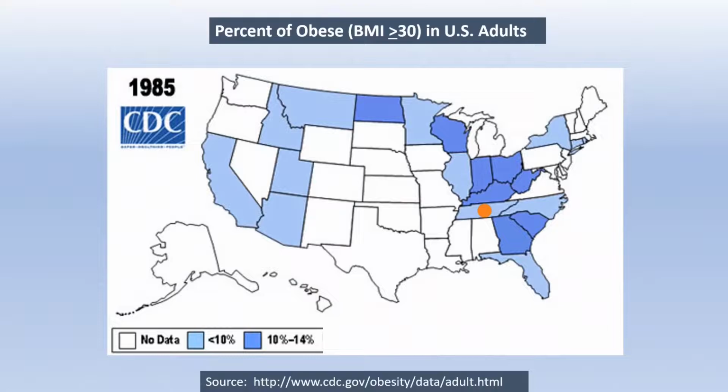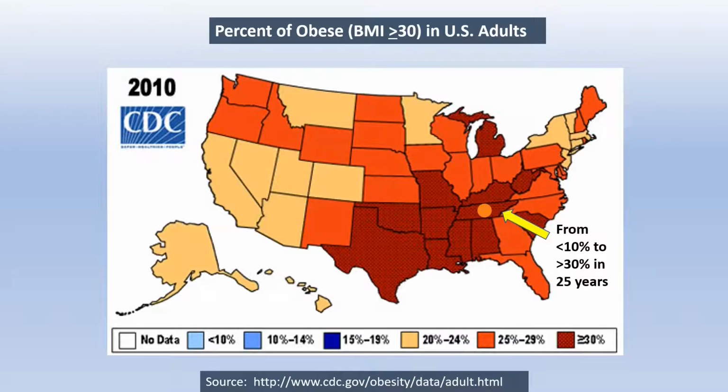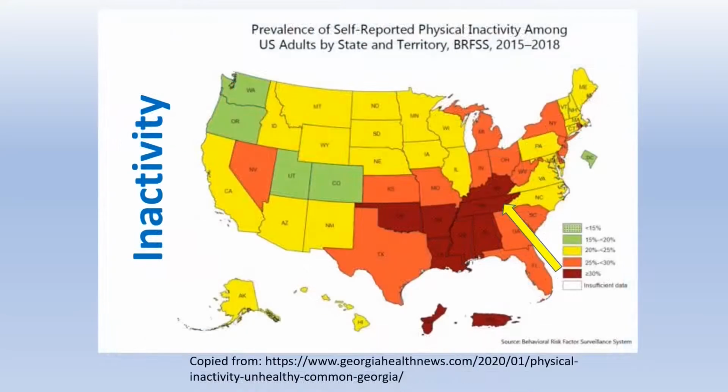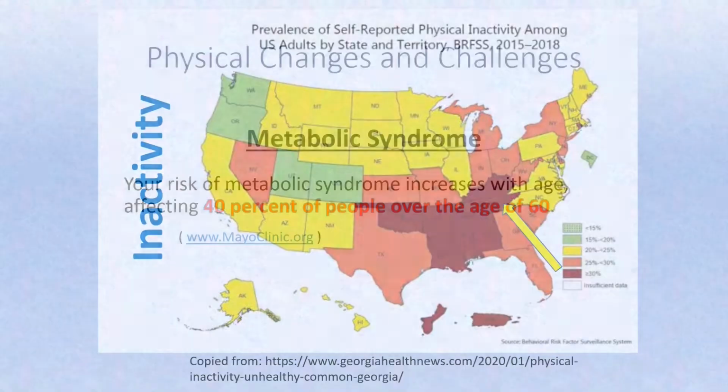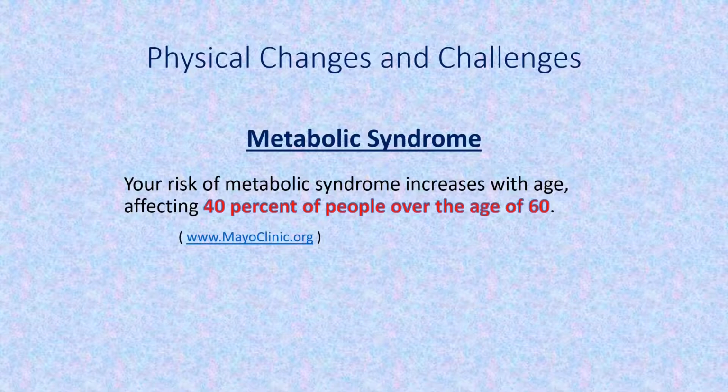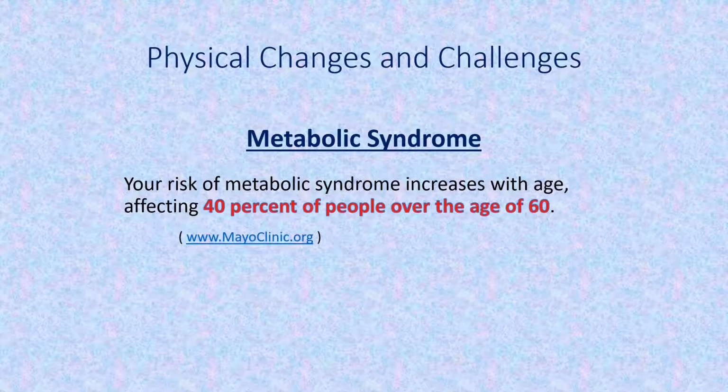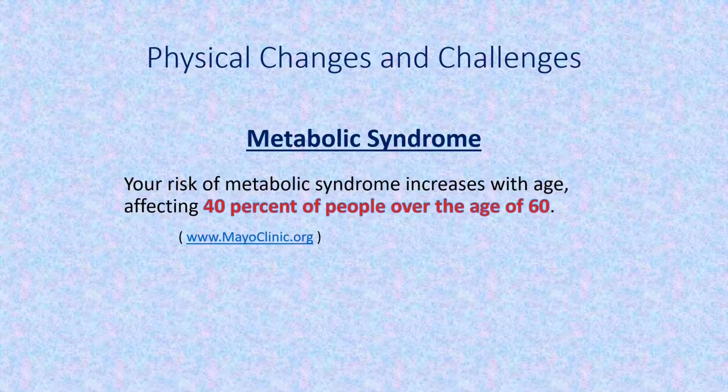The incidence of obesity in Tennessee showed a dramatic shift over the years, being less than 10% of the population in 1985, jumping to greater than 30% by 2010. Some call this an epidemic that is adversely affecting the health of a large portion of the population. The epidemic goes hand in hand with inactivity of the population, with Tennessee again showing adverse ranking along with other southern states. The risk of metabolic syndrome, the cluster of physical changes and diseases related to obesity and inactivity, increases with age and is particularly prevalent in the senior population.